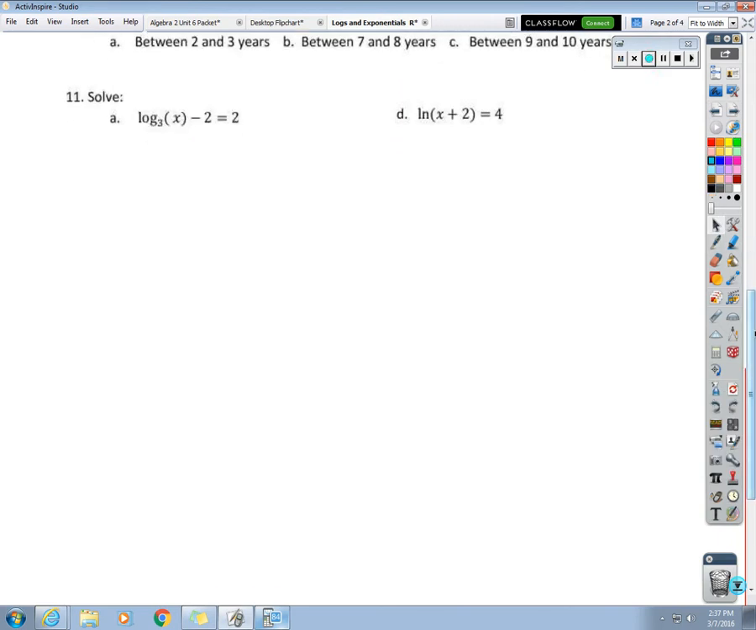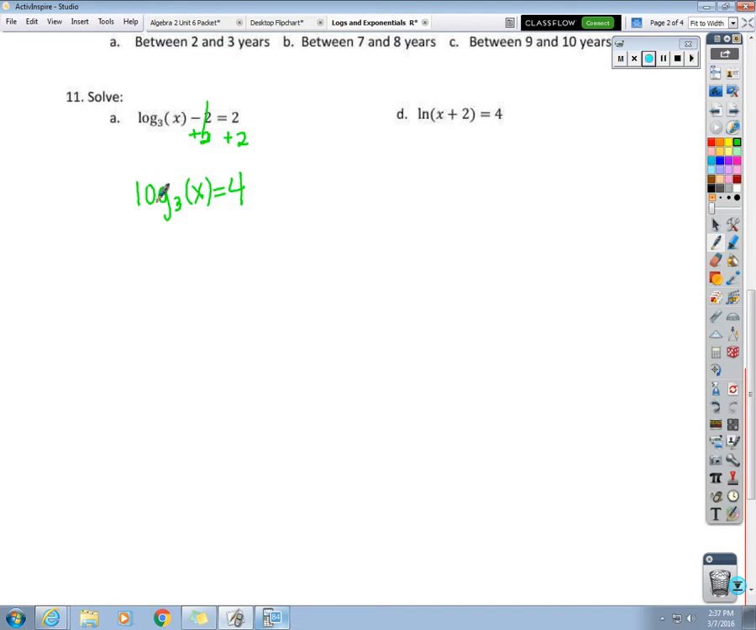All right, number 11. Solve log base 3 of x minus 2 equals 2. Any ideas where we'll start? Well, it's already minus 2. Maybe a plus 2. Add the 2, because it can be combined with that 2. And now we have log base 3 of x equals 4. Now remember, our goal is to get x by itself. So what can we do to get x by itself?